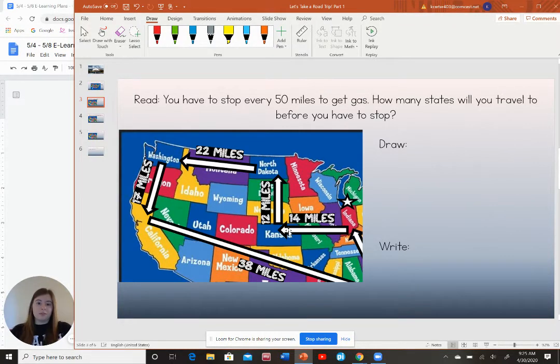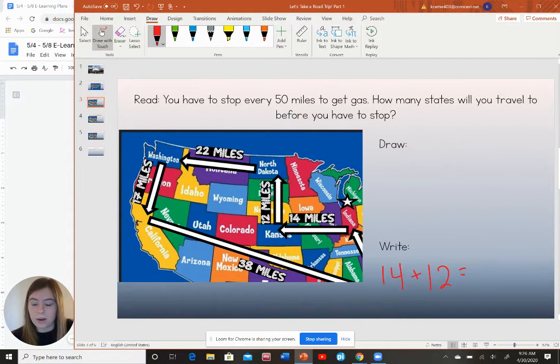Now I'm thinking once I get to 50, I need to stop. But since I'm only at 14 in Kansas, I can keep going, right? So I'm going to go ahead and keep continuing to North Dakota. So once I get to North Dakota, I will have traveled 14 and 12 miles. So I want to know how many miles total we've traveled once we get to North Dakota. So I'm going to go ahead and write that problem for us. We are first going to start out by doing 14 plus 12, and we need to figure out if we hit 50 or not.